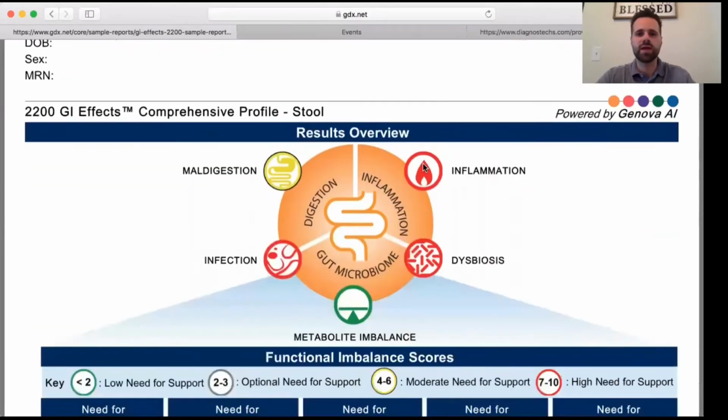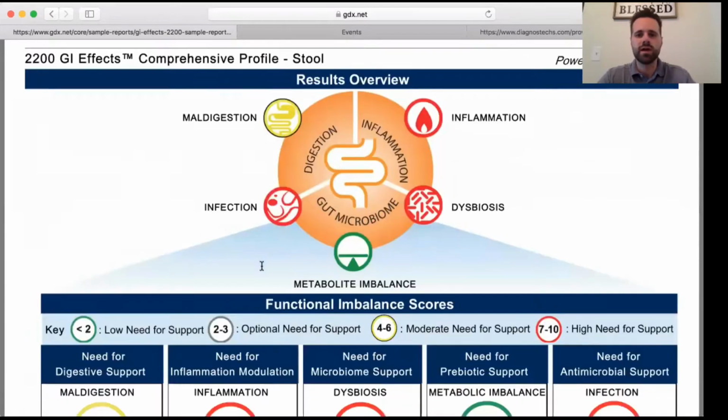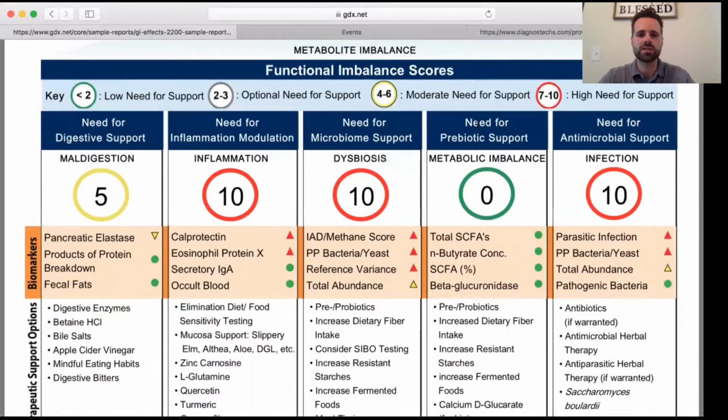And right off the bat here, we see a results overview, and we look at deep digestion, inflammation, and the gut microbiome. And we see these color coordinated little graphics here. And over here, we can see the red corresponds to a high need for support. So as far as the infections, dysbiosis, and inflammation in this patient, there's a high need of support there. And we can scroll down and see exactly what's going on.